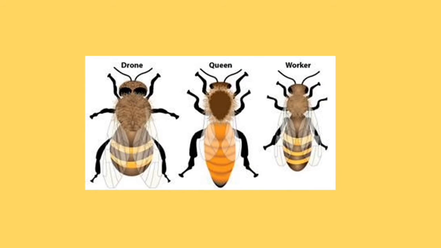You can see in the image the drone, queen and worker. Worker is smaller than the other two, drone and queen. You can see the large abdomen in the queen, and this is the drone, which is larger than the worker. The queen's abdomen is large because she lays eggs.